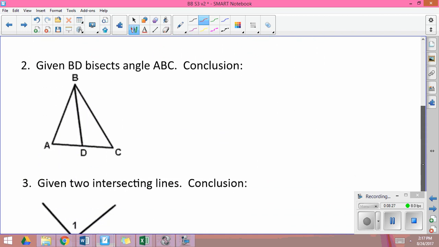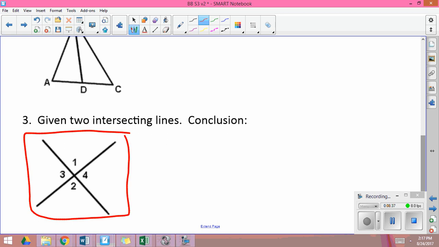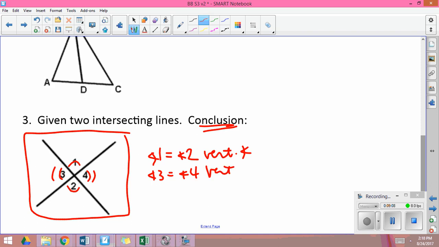Now look at this next example. I'm going to skip number 2 a second. I'm going to go to number 3. I give you two intersecting lines. That's all it is. It's this picture right here. What true statements, what conclusion can you come up with? And there are actually 6 valid conclusions from this picture. Okay, so it just depends on where you're going with it, which one is better. But for right now, I could say that angle 1 is equal to angle 2 by vertical angles, because they are. I could also say that 3 and 4 are equal by the same reason. That's something I can assume from a picture.